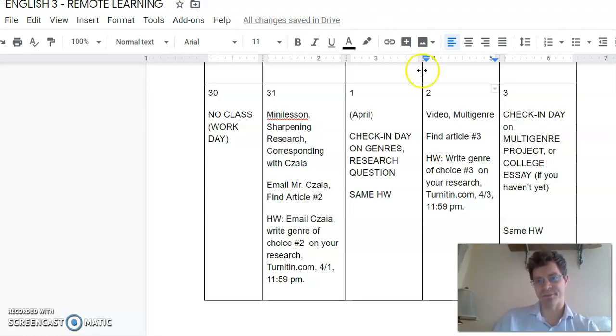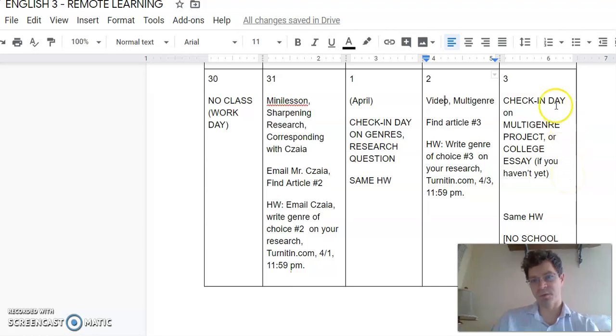So today's work, again, is to find that article, and then today and tomorrow you have to create your third genre choice, which is going to be the last work that's going to be turned in on turnitin.com before we go on spring break. Okay. And then tomorrow, it's still remote school, but I'm not going to have another video mini lesson because you know what you're doing.